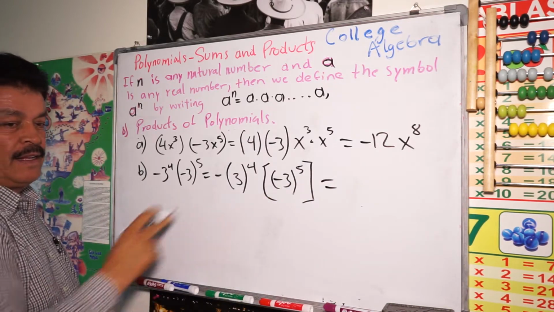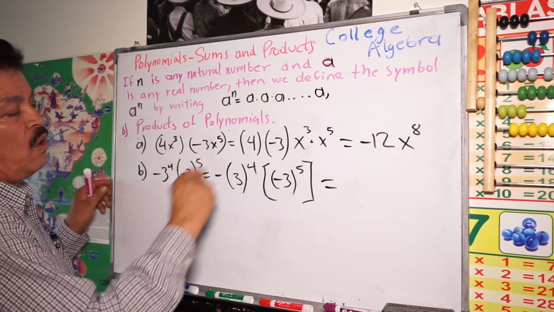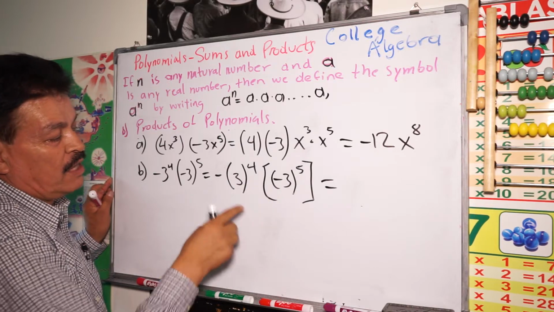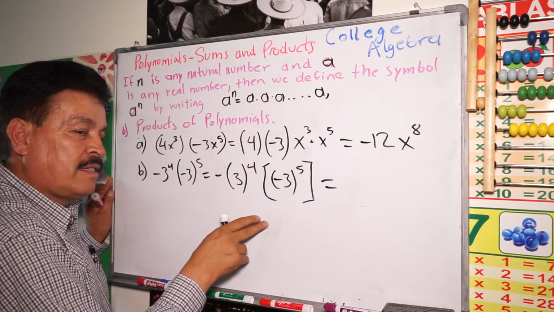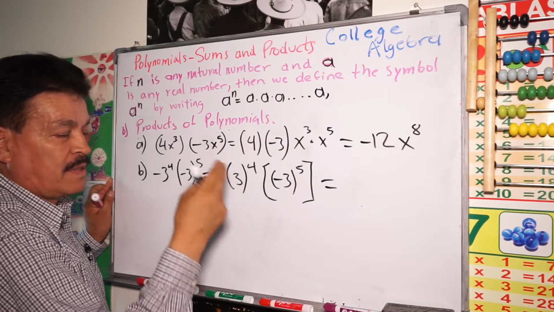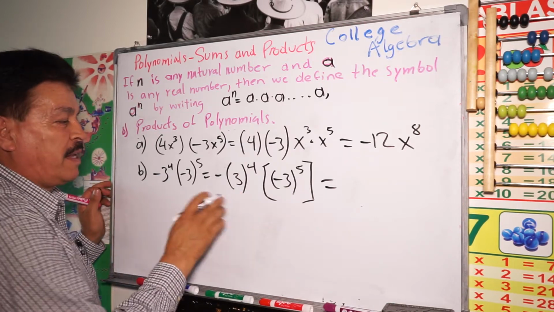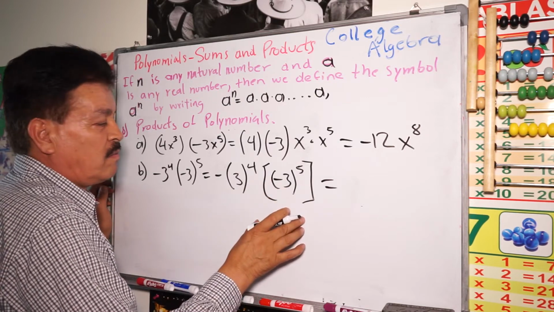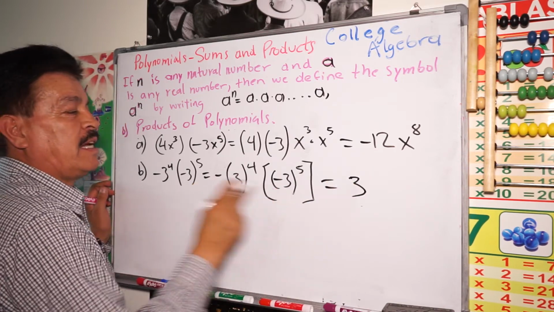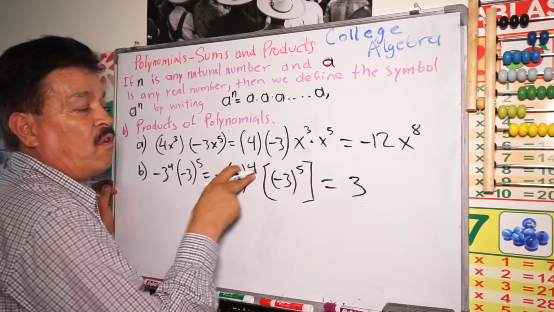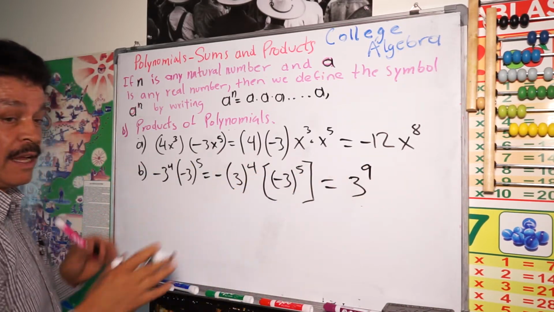And then this is negative. I don't want to do all the steps. Just use here: 3 times 3 is 9, times 3 is 27, times 3 is 81. Let me simplify the problem here. Just simplify. I don't want to solve. So here, just write 3. Negative times negative is positive 3. 4 plus 5 is 9. Don't solve it. Just remember the properties of the exponent.